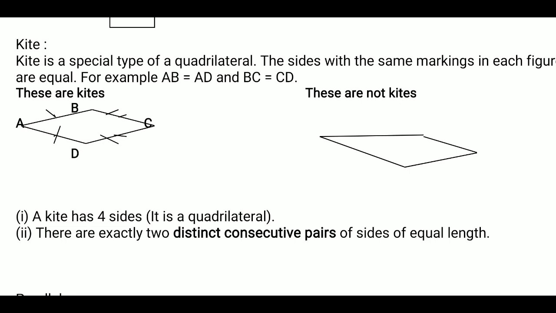So a kite type quadrilateral has 4 sides. There are exactly 2 distinct consecutive pairs of sides of equal length. Consecutive means the sides which are connected at the same point, as here AB and AD. Similarly BC and CD.